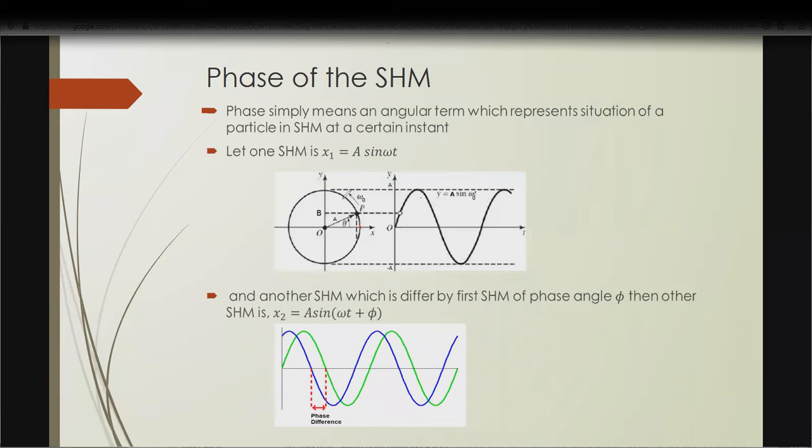If this one starts from this point, there is a phi by two phase difference. Listen here, there is a phi/2 phase difference. It starts from this point, right? When P starts from this point, if another object starts from this point, it has a phase difference, so it moves like this, right? This is the phase difference.